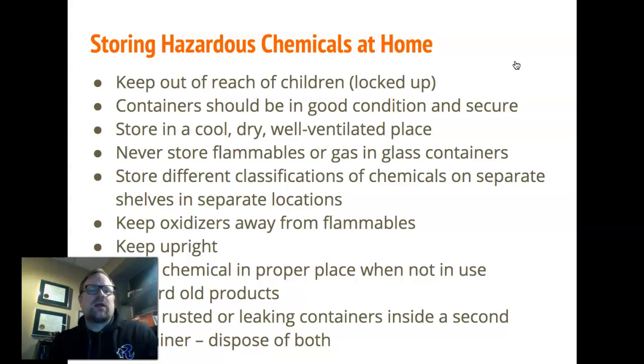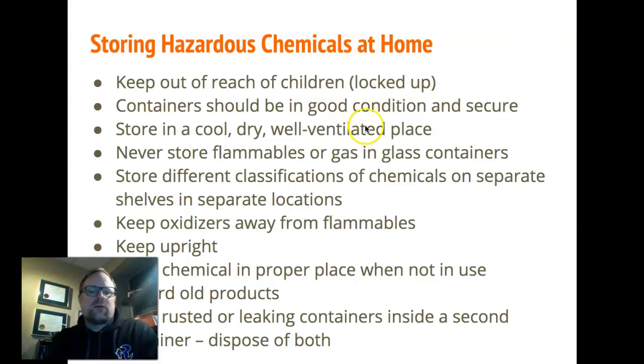Generally, it's good to store chemicals in cool, dry, and well-ventilated places, because heat does a lot of stuff to chemicals. Dryness or wetness can react with chemicals, and well ventilated means that if it's releasing any sort of gas, it's just spreading out into the air and diffusing very quickly, and it's not going to be an issue for us.